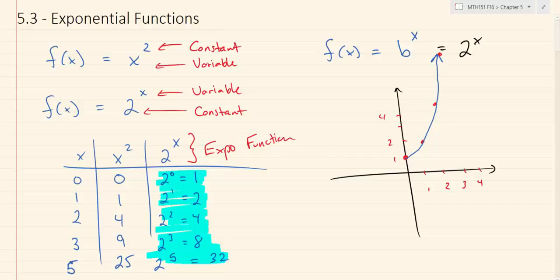So what we would need to do is pick some negative values like -1, -2, -3, and find out what those are. So if we did -1, -2, -3, we would get 1 over 2, and 1 over 4, and 1 over 8. Because remember, negative exponents reciprocate. And so that means we'd have -1, 1/2, -2, 1/4, -3, 1/8. So the graph does something like this.